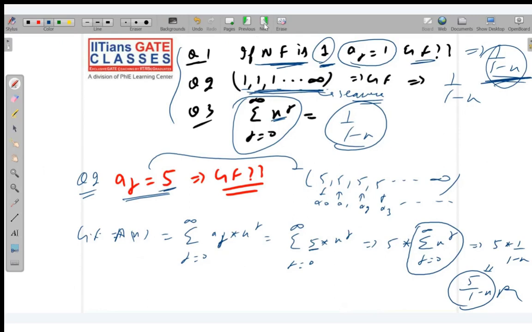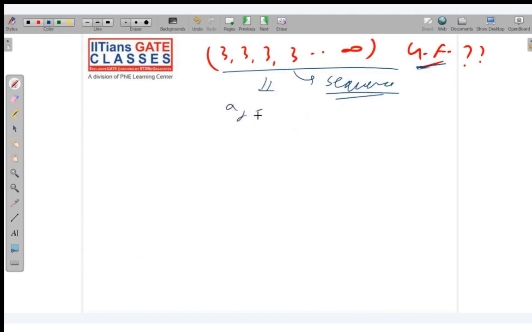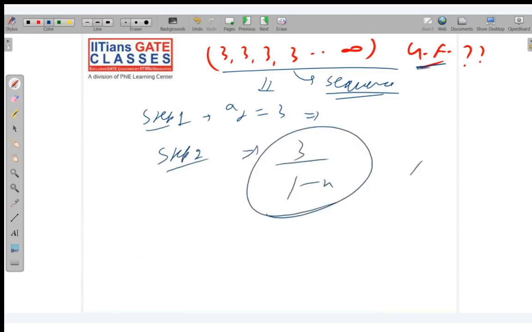Done. So next is 3, 3, 3 up to infinity. What is the generating function? This is the sequence they have given. Very good. So step number 1, you will write the numeric function. The numeric function is a_r is 3. So what will be the generating function? Step number 2, I think you have got it. 3 upon 1 minus x.